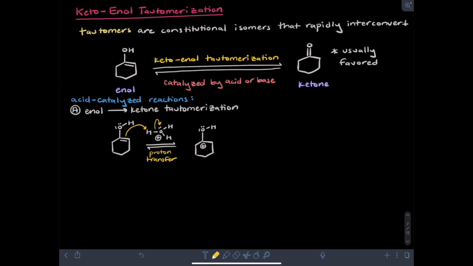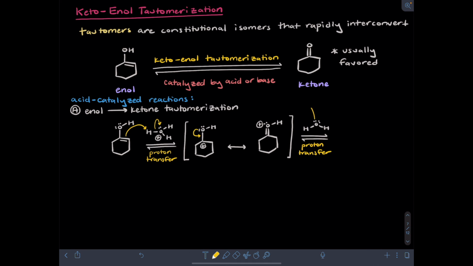To draw the other resonance form, I would take a lone pair from the oxygen down to form a pi bond. In the other resonance form, there is a carbon-oxygen double bond, and oxygen has 3 bonds and therefore has a positive charge. To get to the ketone form, I need to do a proton transfer to deprotonate that cationic oxygen. Under acidic conditions, the best base I have available is water.